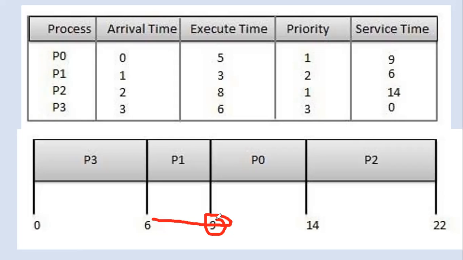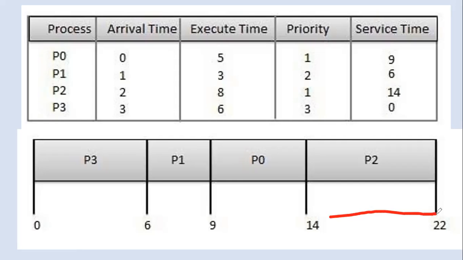And therefore, P0 has execution time of 5, while P2 has execution time of 8. So P0 will be attended to first. So it will run from time 9 all the way to time 14. That is execution time of 5. Once that is done, then process P2 will be allocated its time, and it will run for a time of 6 up to time 22.